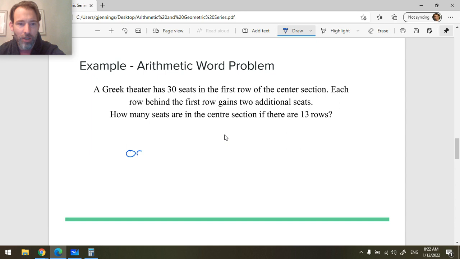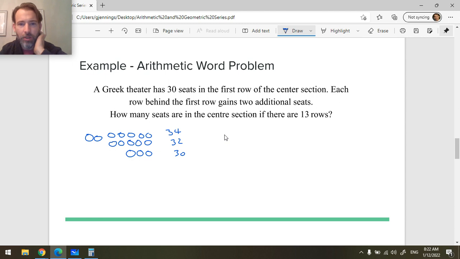So you might draw 1, 2, 3, and say that's 30. And then each row behind the first row gains 2 additional seats. So then the next one would be 1, 2, 3, 4, 5, 32. And then 1, 2, 3, 4, 5, 6, 7. That would be 34. There's that number again. I think they like that number.